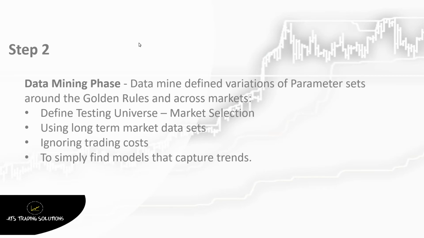This phase is essentially just to find models that capture trends, irrespective of the cost treatment. This is the first stage where we're looking at all of our different parameter sets and how they've coped with different trending environments in the data. We're not making any decision at this point, all we're doing is collecting that data. Some of these are working, some are not, it doesn't matter, it's all going into the one data set that we're going to then analyse further. Let's move on to step 3.